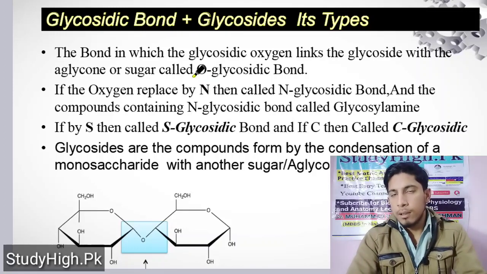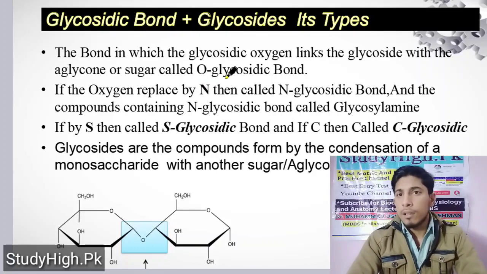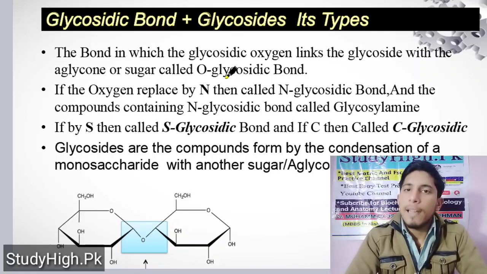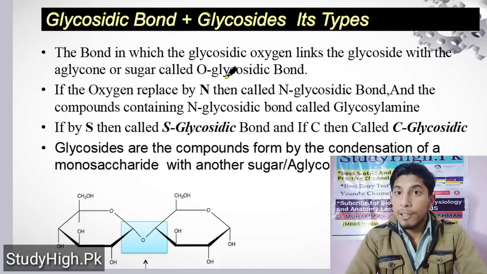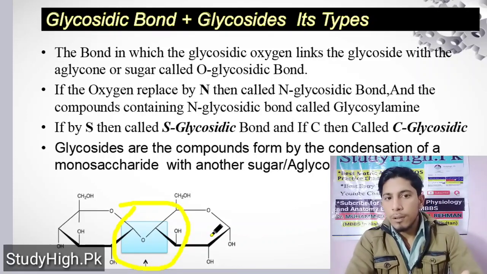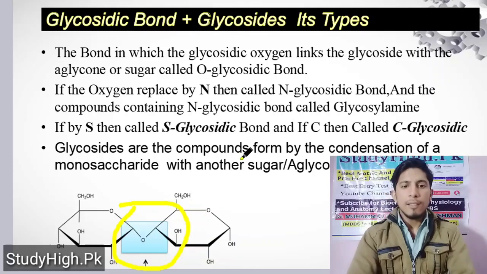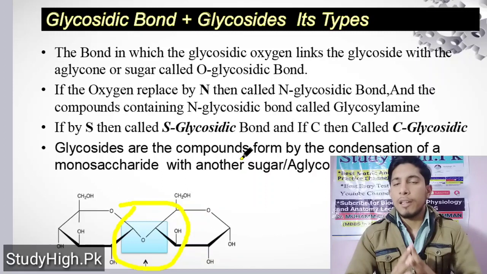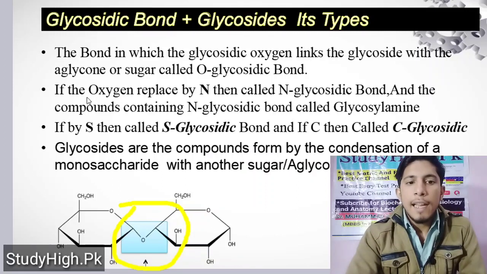The bond in which a glycosidic oxygen links the glycoside with the aglycone or sugar is called an O-glycosidic bond. There are different types of glycosidic bond: O-glycosidic bond, N-glycosidic bond, S-glycosidic bond, and C-glycosidic bond. If the two compounds are, say, a glucose and another a glycone or aglycone, there are some terminologies which I want to explain before discussing glycosides and their types. One is aglycone.